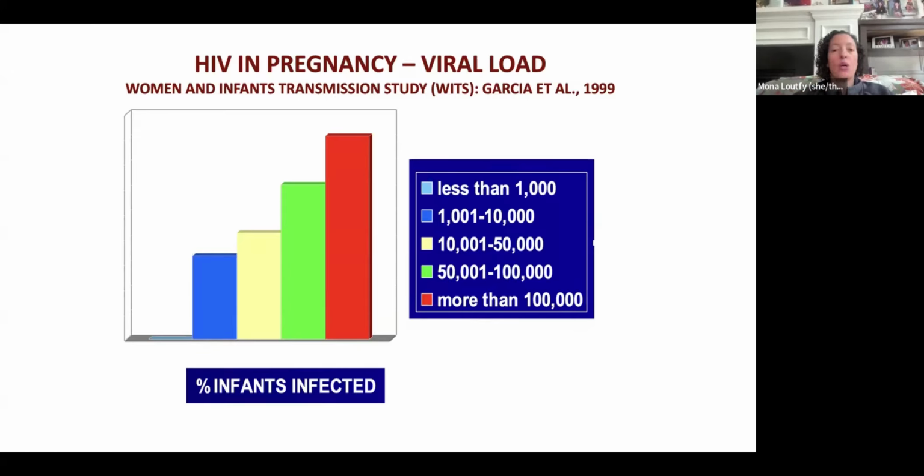And then this cohort came out from Chicago, the WITS cohort, that showed that if the viral load is less than 1,000 at the time of delivery, there was zero chance of HIV transmission to the infant. And we use that number until today: the viral load less than 1,000 is the cutoff. If the viral load is above 1,000, then we do a cesarean section.